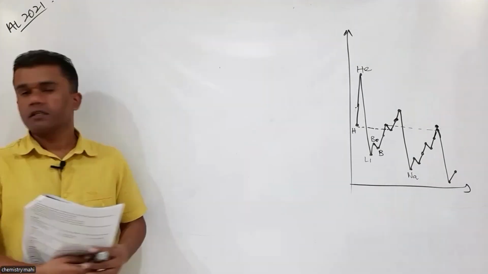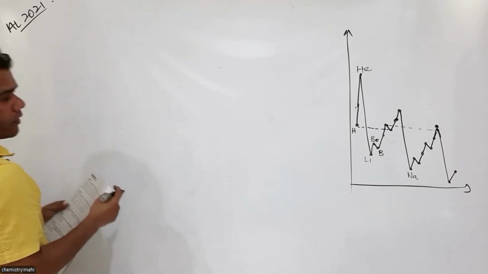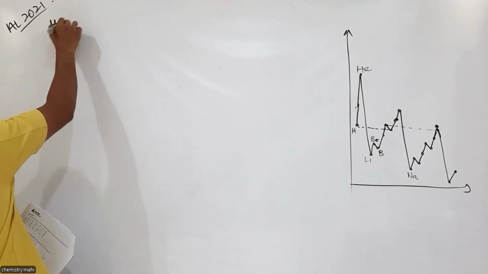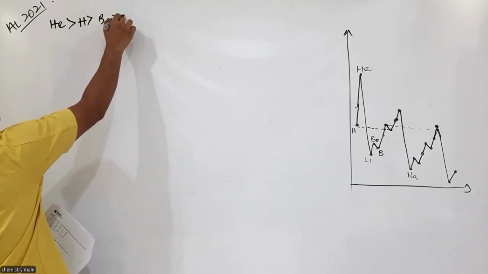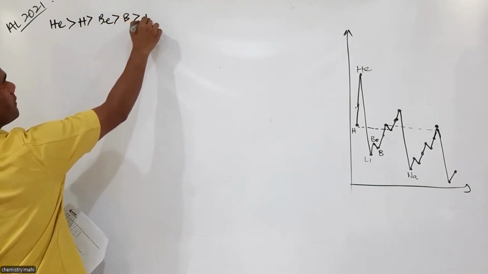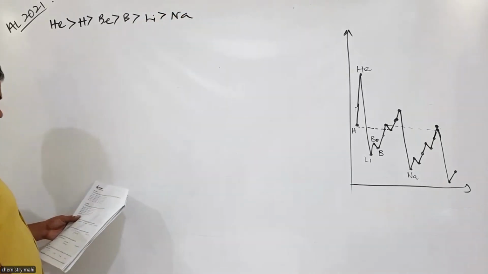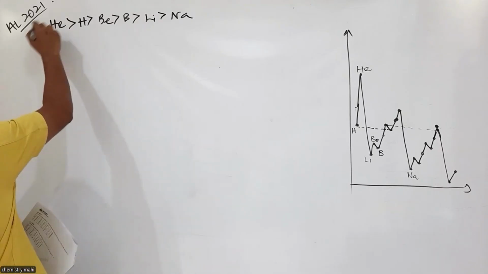Sorry. They ask for the decreasing order. Then what about the decreasing order? Started with the highest, helium. Thereafter hydrogen. After that beryllium. After that boron. Then lithium. Then sodium. Okay, where do you find this? Helium, hydrogen, beryllium, boron, lithium, sodium.